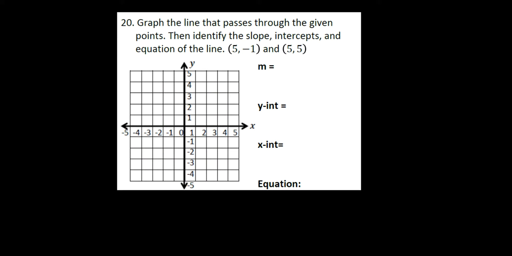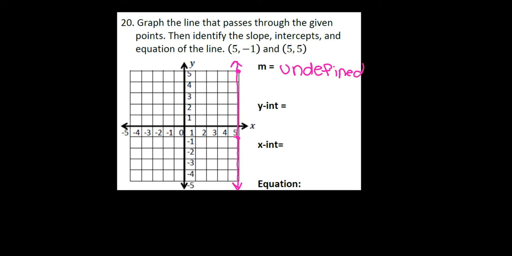Give us a couple of points. 5, comma, negative 1. There's a point right there. And they give us the point 5, comma, 5, which is sitting right there. And when we connect those points, we notice that we end up getting a perfectly vertical line. The slope of a vertical line is undefined.